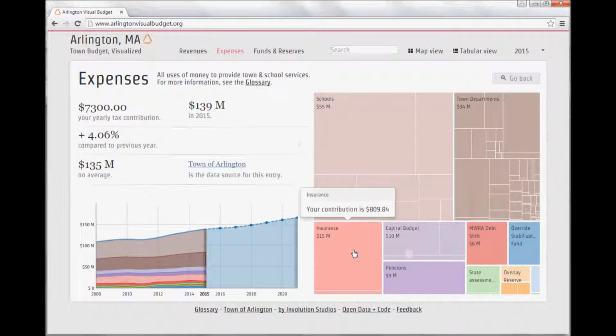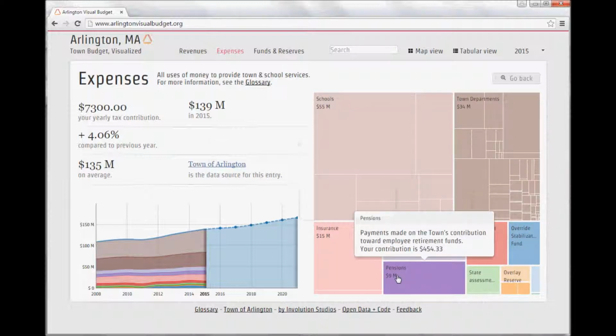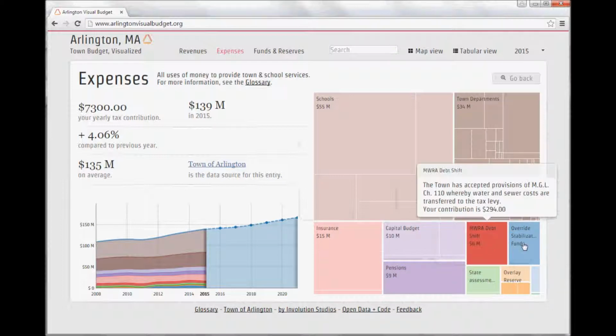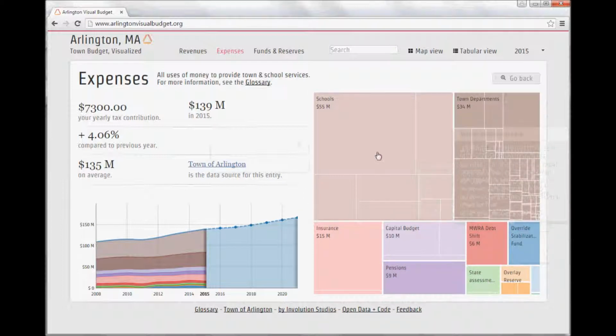Again, you can hover over each budget item to see how much you are contributing to that public service. This taxpayer is contributing around $2,800 to educate our students, $800 for insurance, $521 for capital projects, and about $1,800 for most of the other town services.